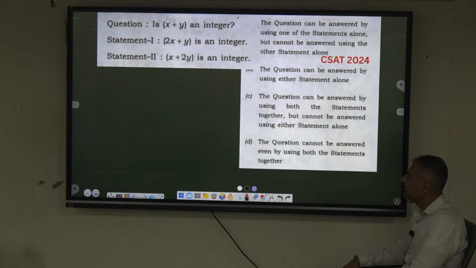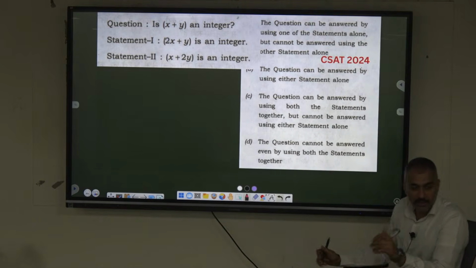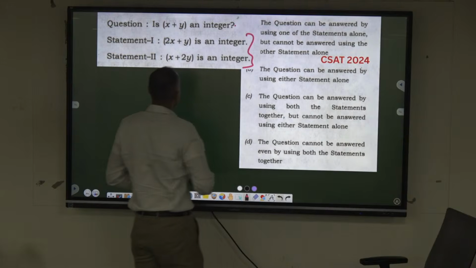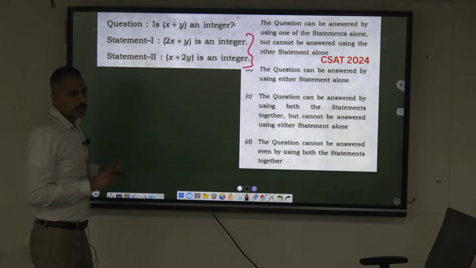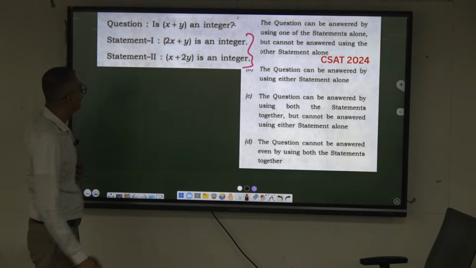Okay, go through the statement. Now, what is the question? There is a question: is x plus y an integer? You have to make use of this one. To answer this, I am using these two. x plus y is an integer, give me a decimal.